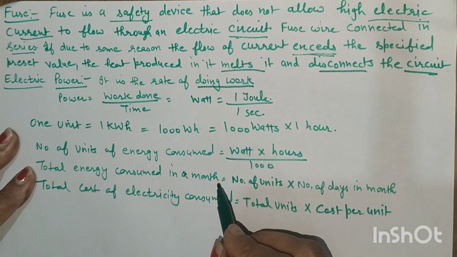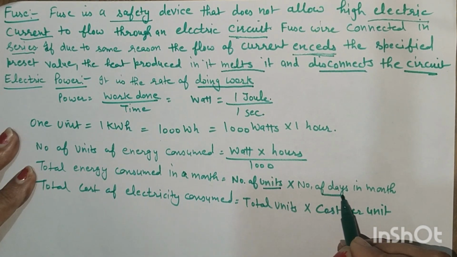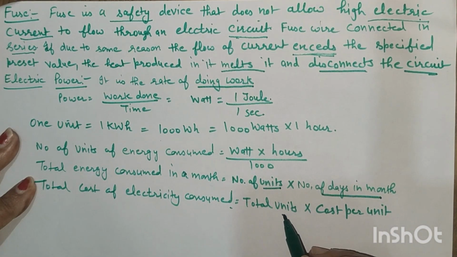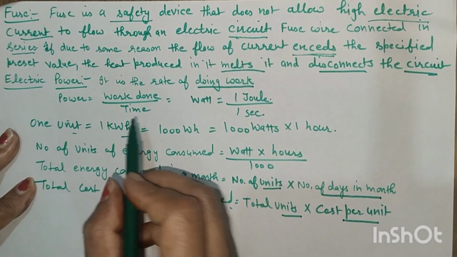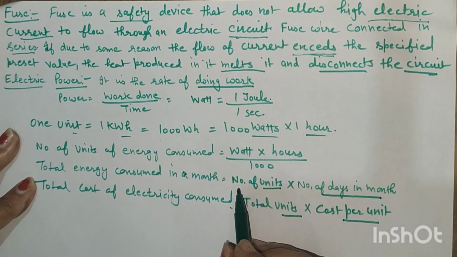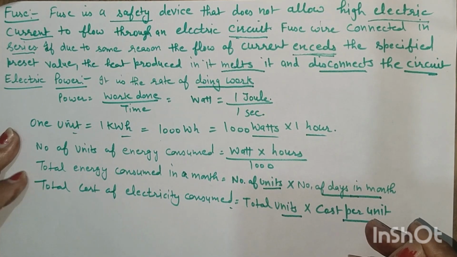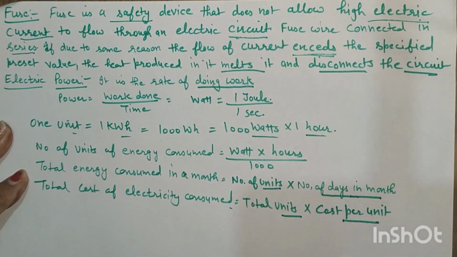Total energy consumed in a month is equal to the number of units into the number of days in a month. Total cost of the electricity consumed is total units multiplied by the cost per unit, and 1 unit is equal to 1 kilowatt hour or 1000 watt into 1 hour. Multiplied by days in the month and cost per unit, we can calculate the amount of the electricity bill.